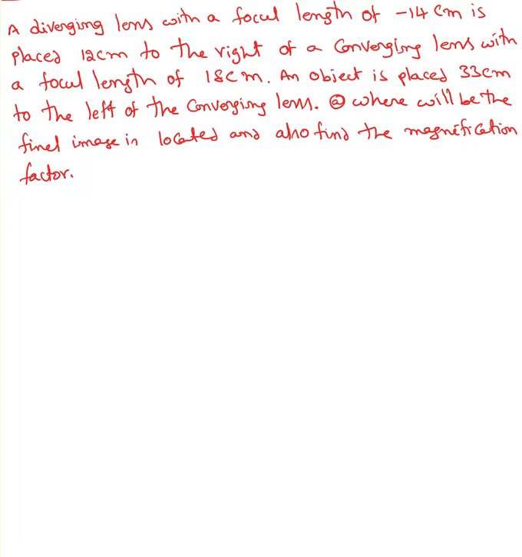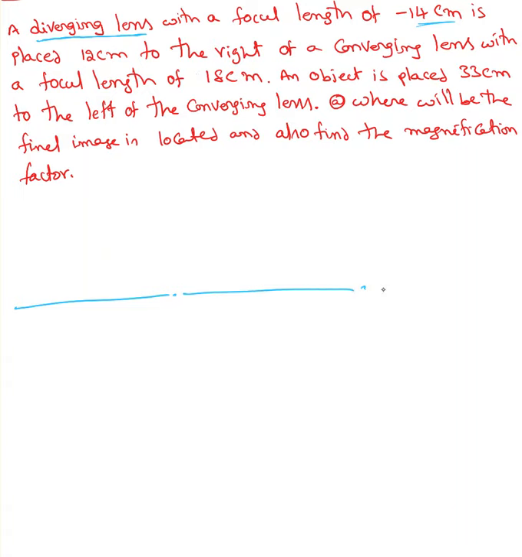Here is the next example of combination of lenses. In this example, a diverging lens with a focal length of negative 14 centimeters. Remember one important thing: the diverging lens will always have a negative focal length. Let me go through the question. Minus 14 centimeters is placed 12 centimeters to the right of a converging lens.